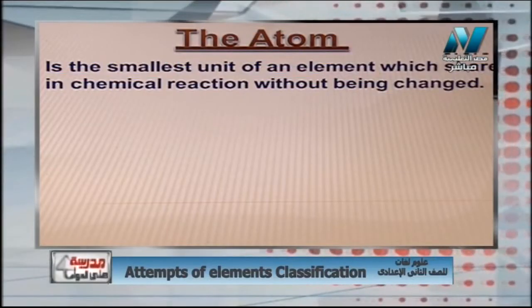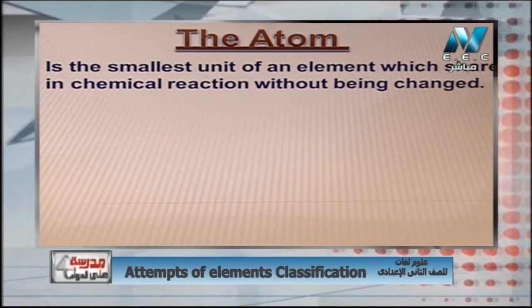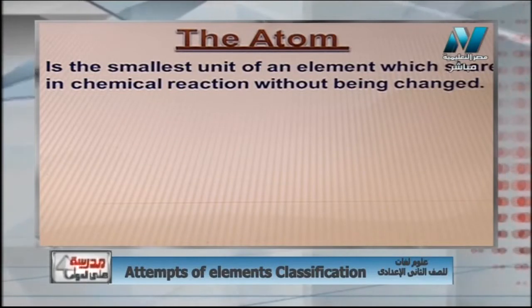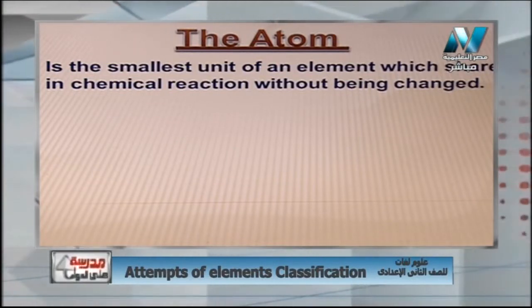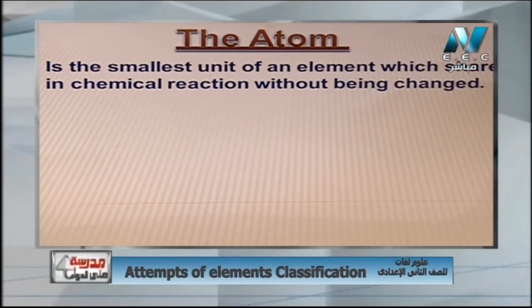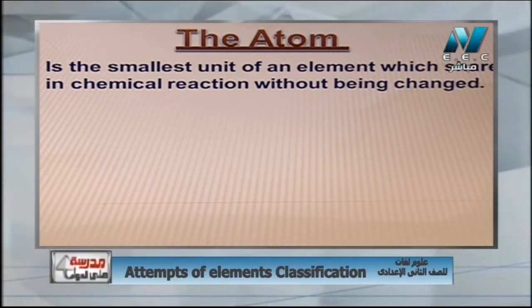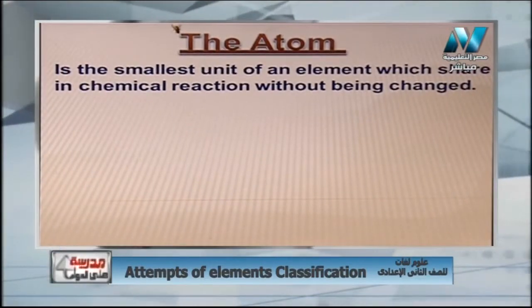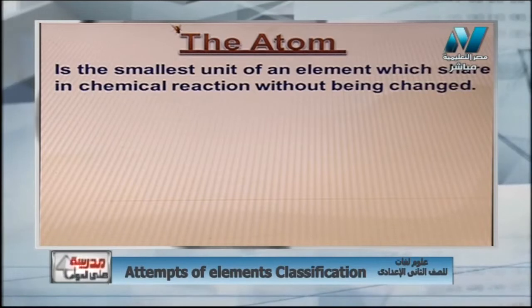First, we are going to see the structure of the atom as we have taken it in the first prep. What's the atom? The definition of the atom: it is the smallest building unit of element which shares in a chemical reaction without being changed. What does the atom consist of? It consists mainly of two parts.